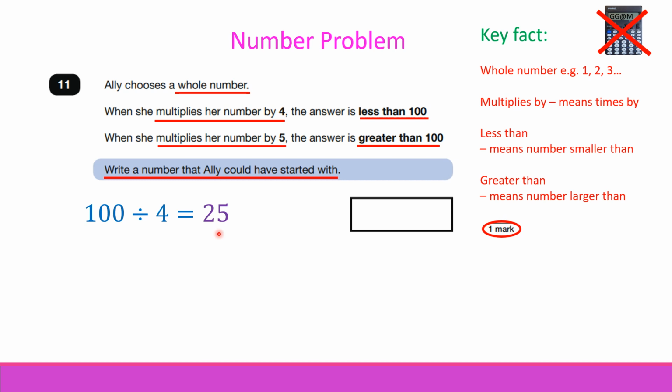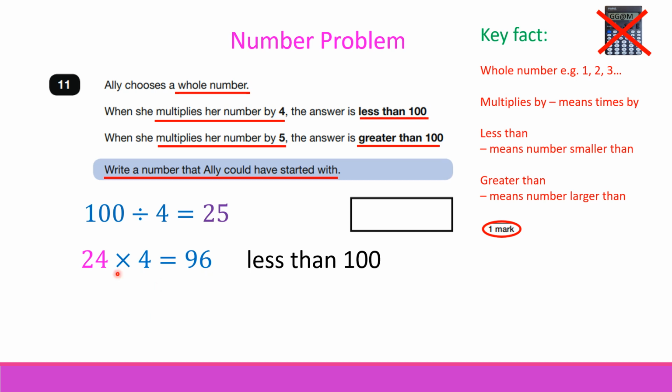Next, we've got to multiply a number and the answer's got to be bigger than 100. Now obviously, if I started with the number 25 and multiplied it by 4, the answer is 100, so it's not less than 100. If I multiply it by 5, it's obviously going to be bigger than 100. So 25 is not the number they're looking for. So I'm going to pick a number smaller than 25. I'm going to take 1 from 25 and pick 24. So if I multiply 24 by 4, I get the answer of 96.